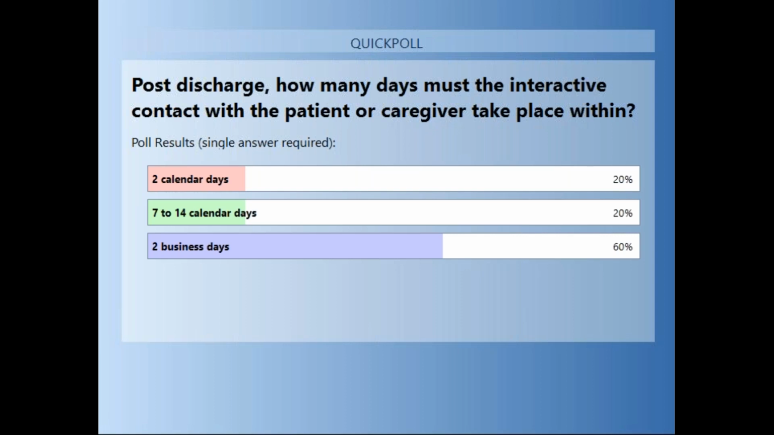All right, it is 2 business days. Like I said, the timing of all of this is confusing. They jump between business days and calendar days, but make sure you understand that if you're billing for the TCM services. So 2 business days is the TCM requirement for the interactive communication post-discharge with the patient. The calendar days are reflected in the face-to-face visit. It has to be within either 7 or 14 calendar days.